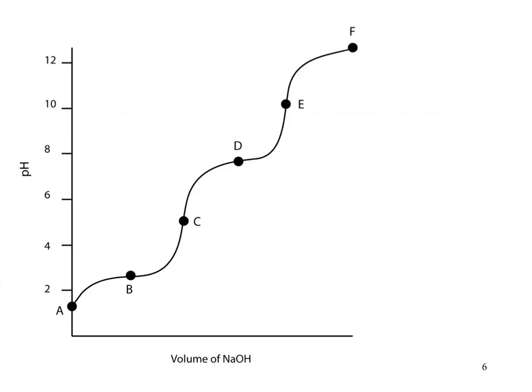So let's take a look at one more pH curve. What can you tell me about this curve? What are we starting with? An acid, good call. So we could start with HA. Is it just HA? Why is it H2A?